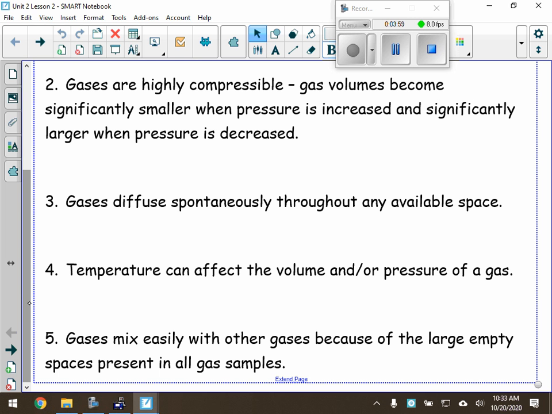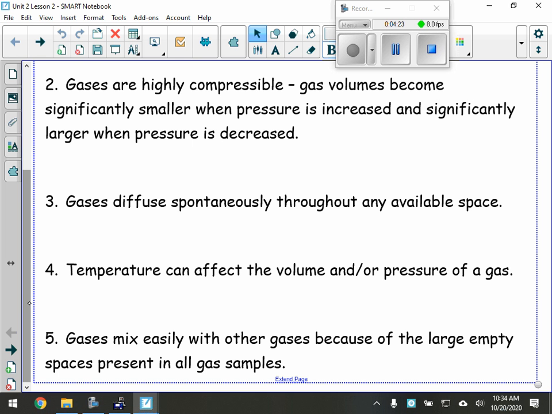We know this. What happens when you heat up the molecules? They go faster. Yes? They go faster. And the faster they go, the more collisions you could have. Yes? Okay? So that's what we're going to talk about as well. And gases mix easily with other gases because of the large empty spaces present in all gas samples.